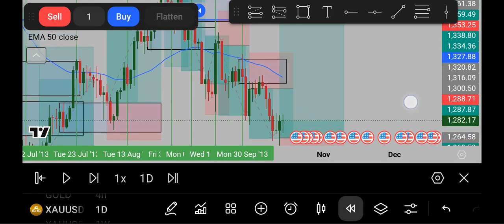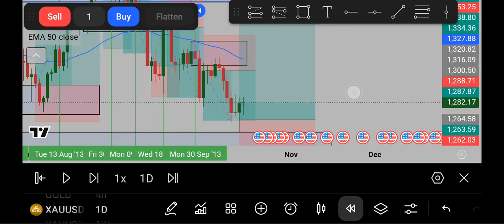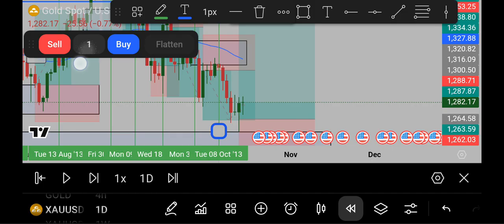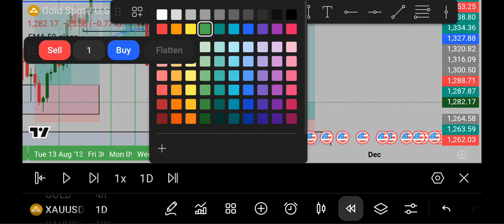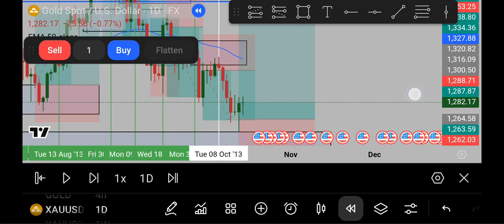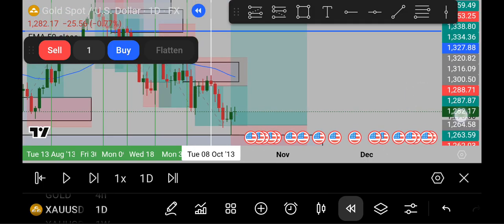In order for me to protect my capital, we mark it as breakable. Anything that is breakable, we are going to mark with what? With white like this. Okay. From there, what are we going to be doing?